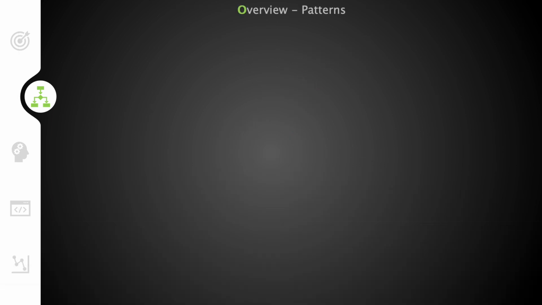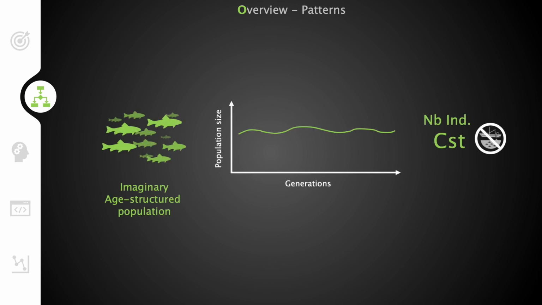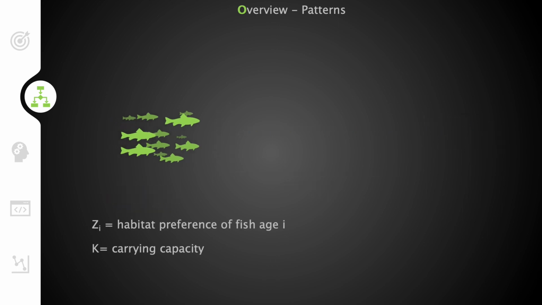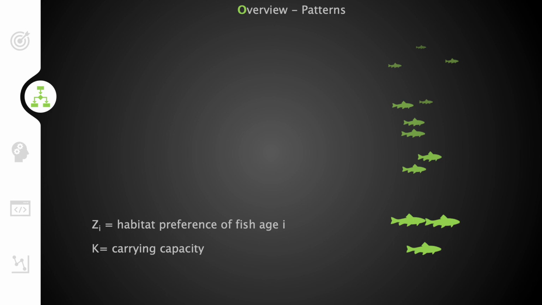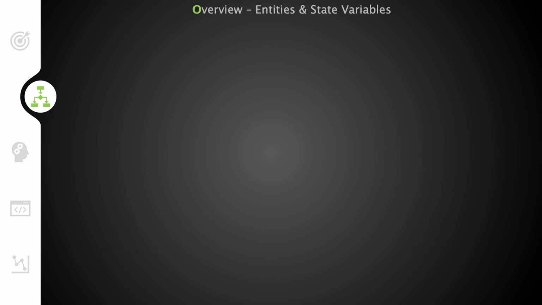We evaluated our model to simulate two patterns. First, it should simulate an imaginary age-structured fish population with nearly constant size over generations, under no fishing condition. And the second pattern is the proper selection of the habitat based on habitat preferences and carrying capacity. Let's have a look at the entities composing the model.